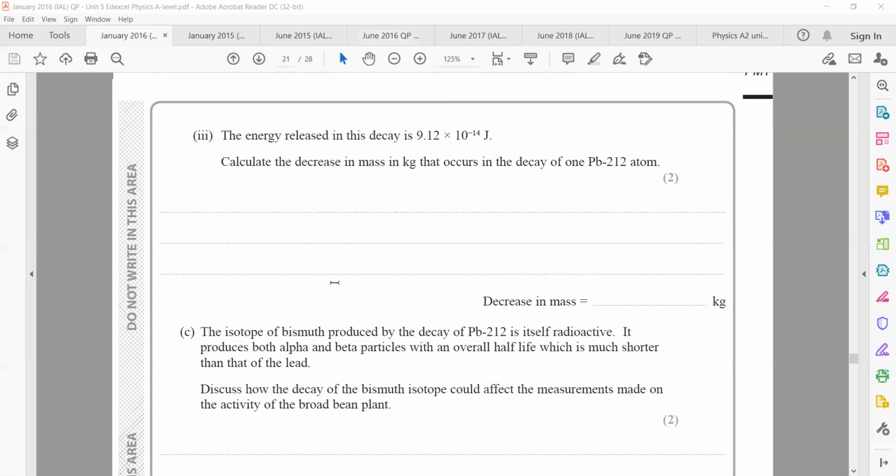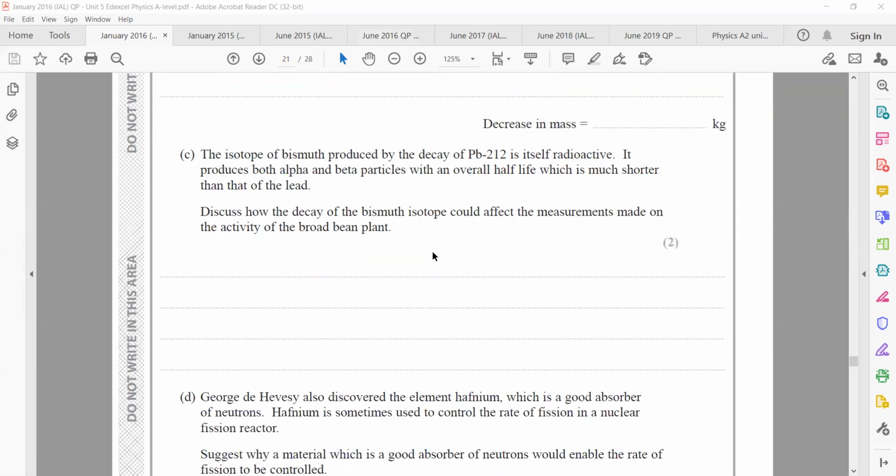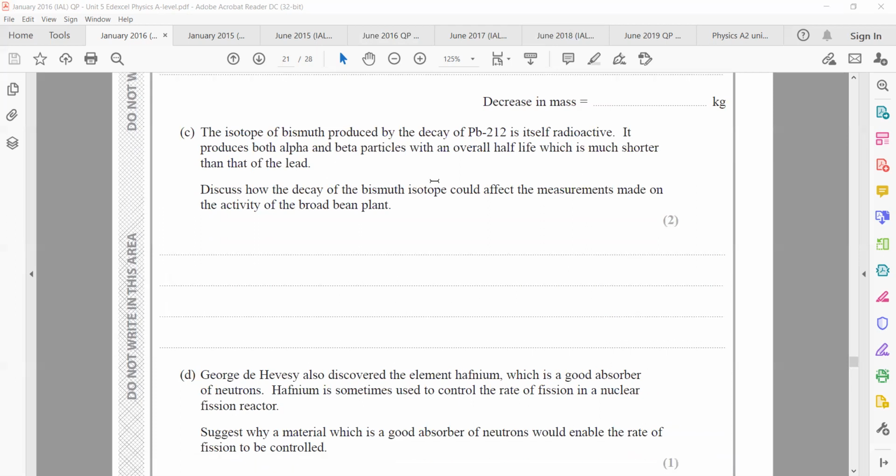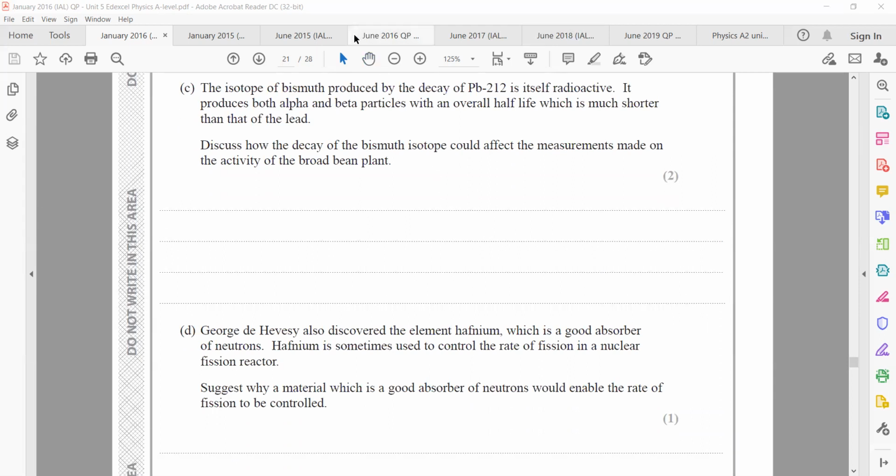The next part: the isotope of bismuth produced by the decay of lead is itself radioactive. It produces both alpha and beta particles, with an overall half-life much shorter than that of lead. Discuss how the decay of the bismuth isotope could affect the measurement. Basically, lead decays into bismuth, and bismuth in a short time decays into another element. So when lead decays into bismuth, it is also emitting radiation. So suddenly the activity, or the count rate, will increase.